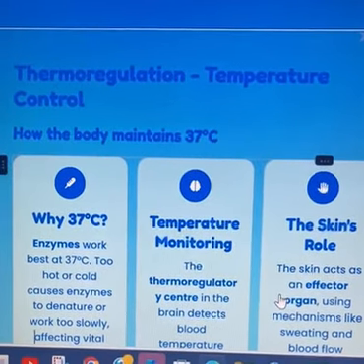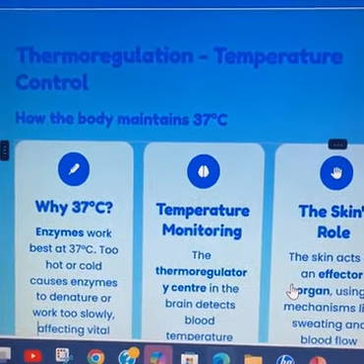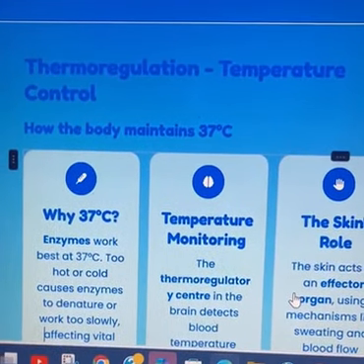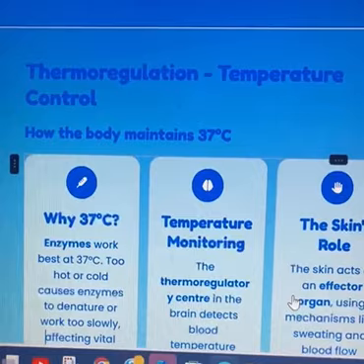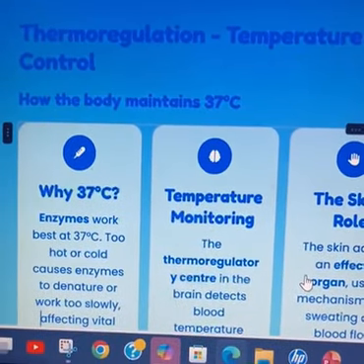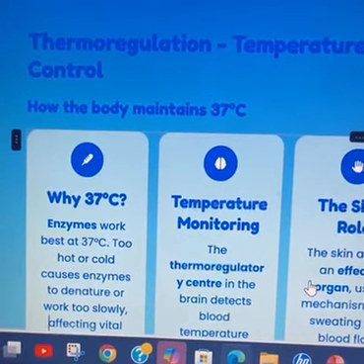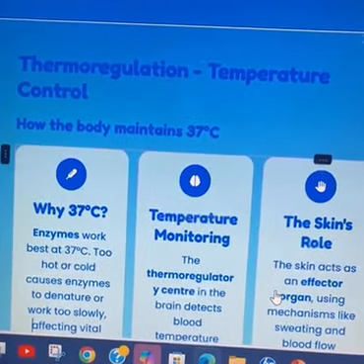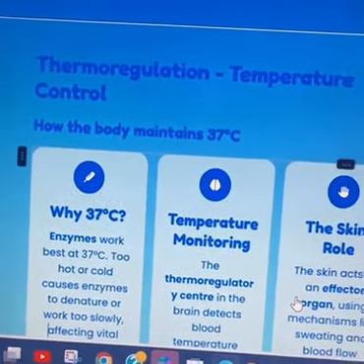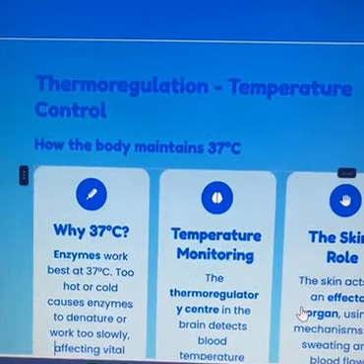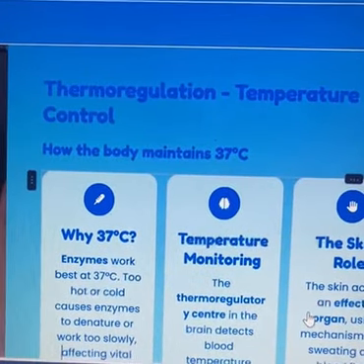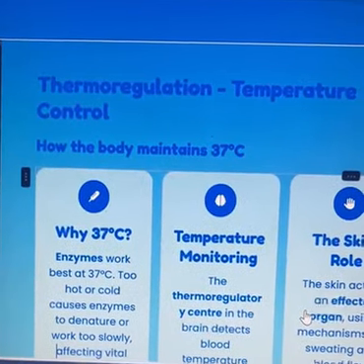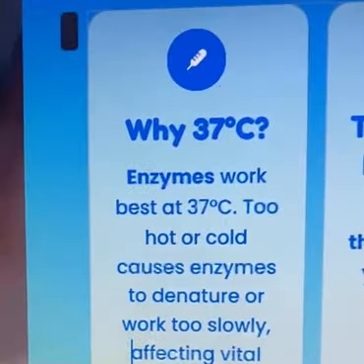Okay, let's see the next one, which is called thermoregulation. Now, what is thermoregulation is simple. The first word, thermo, which means temperature. Regulation, which means control, maintain. So thermoregulation is maintaining constant temperature, the constant 37 degrees Celsius, so that the enzymes will work best at that particular temperature. Let's see the first one.